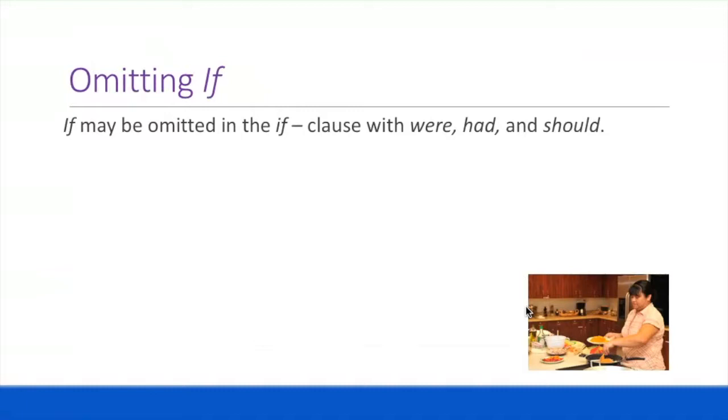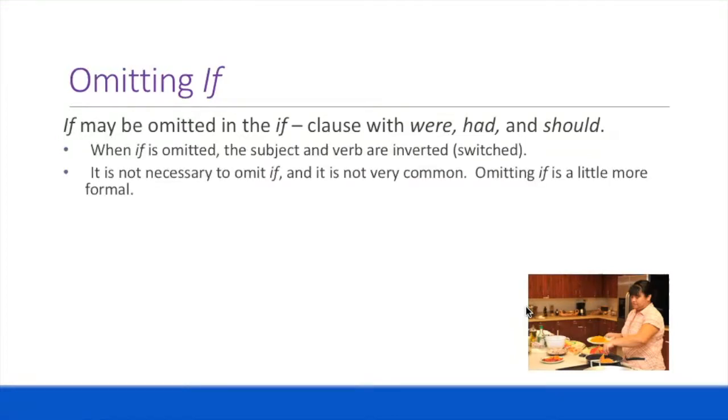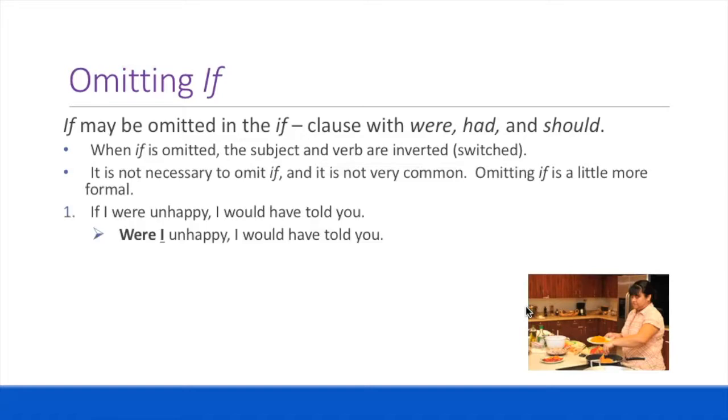If may be omitted in the if clause with the verbs were, had, and should. When if is omitted, the subject and verb are inverted or switched. It's not necessary to omit if, and it's not very common to have the sentence this way. Omitting if is a little more formal.